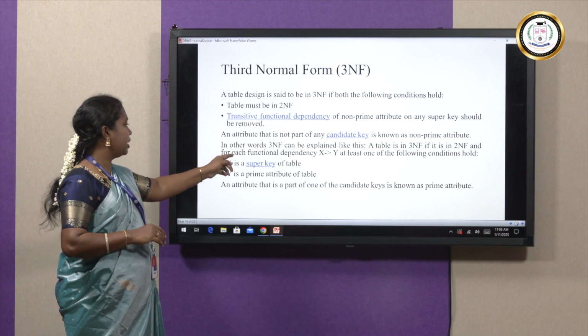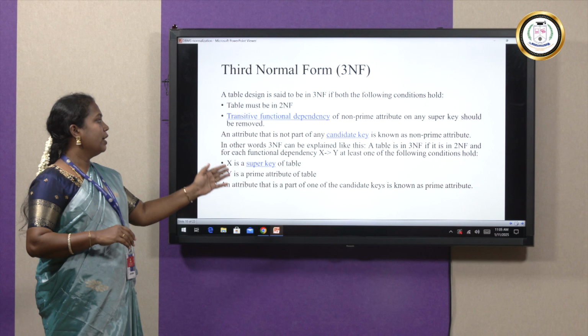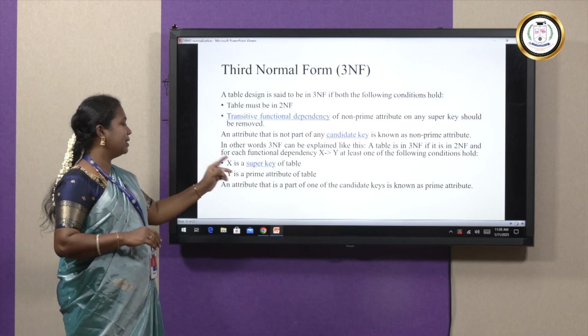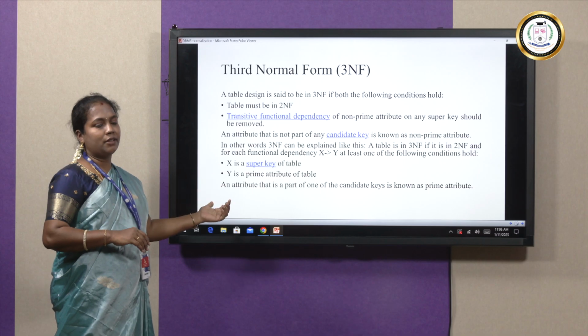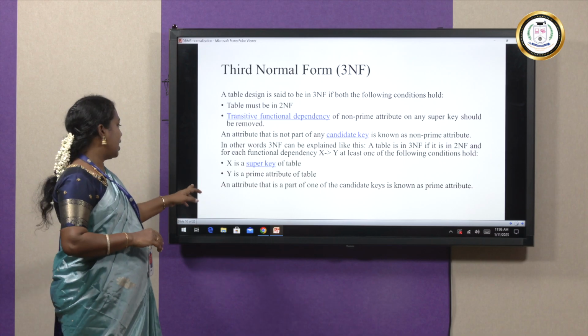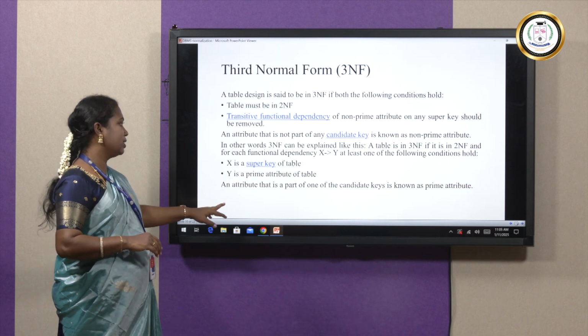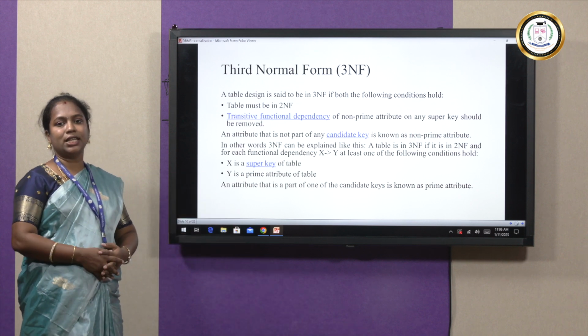In other words, 3NF can be explained like this. A table is in 3NF if it is in 2NF and, for each functional dependency X tends to Y, at least one of the following conditions holds: X is a super key of the table, or Y is a prime attribute of the table. One is super key, another one is a prime attribute. An attribute that is part of one candidate key is known as a prime attribute. So if this condition is satisfied, that is 3NF.